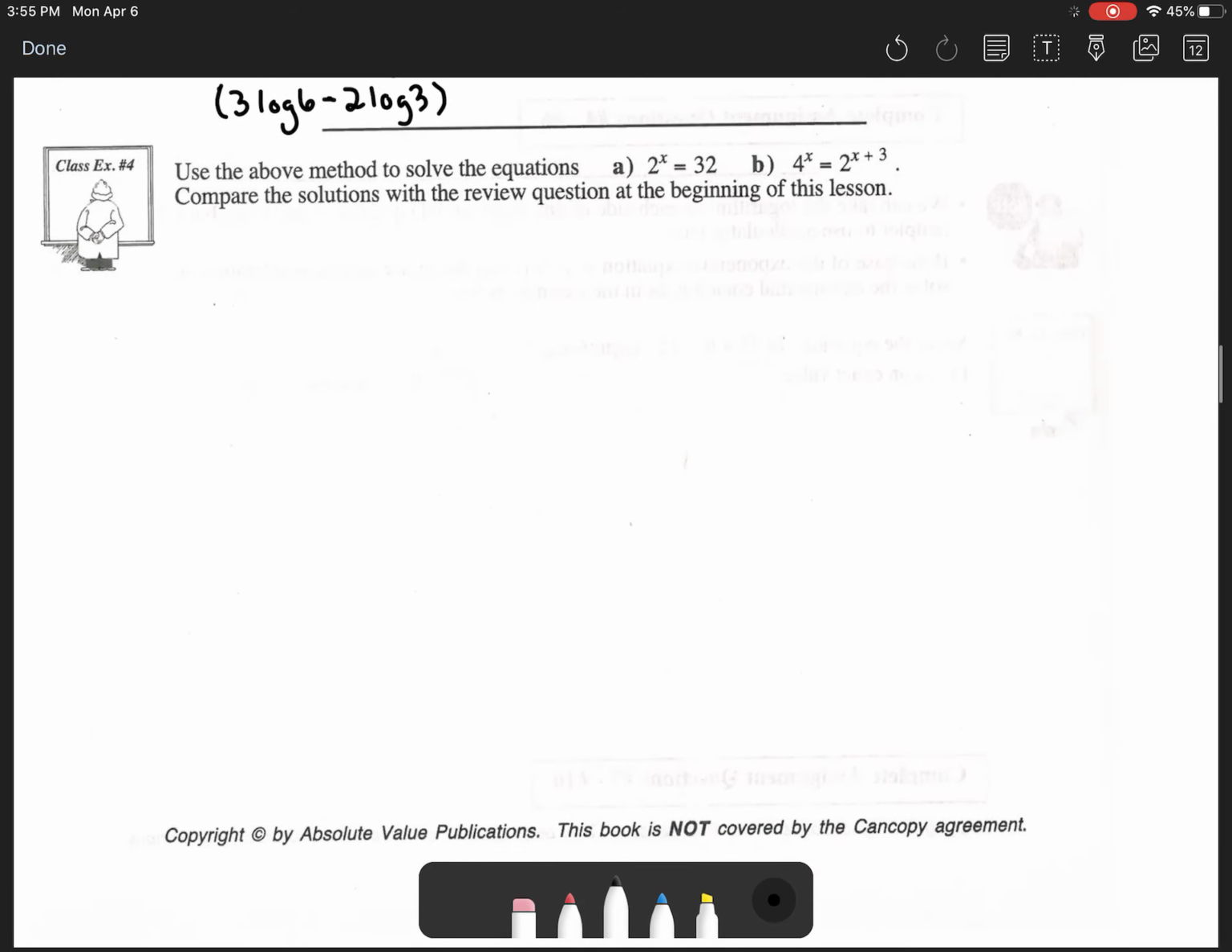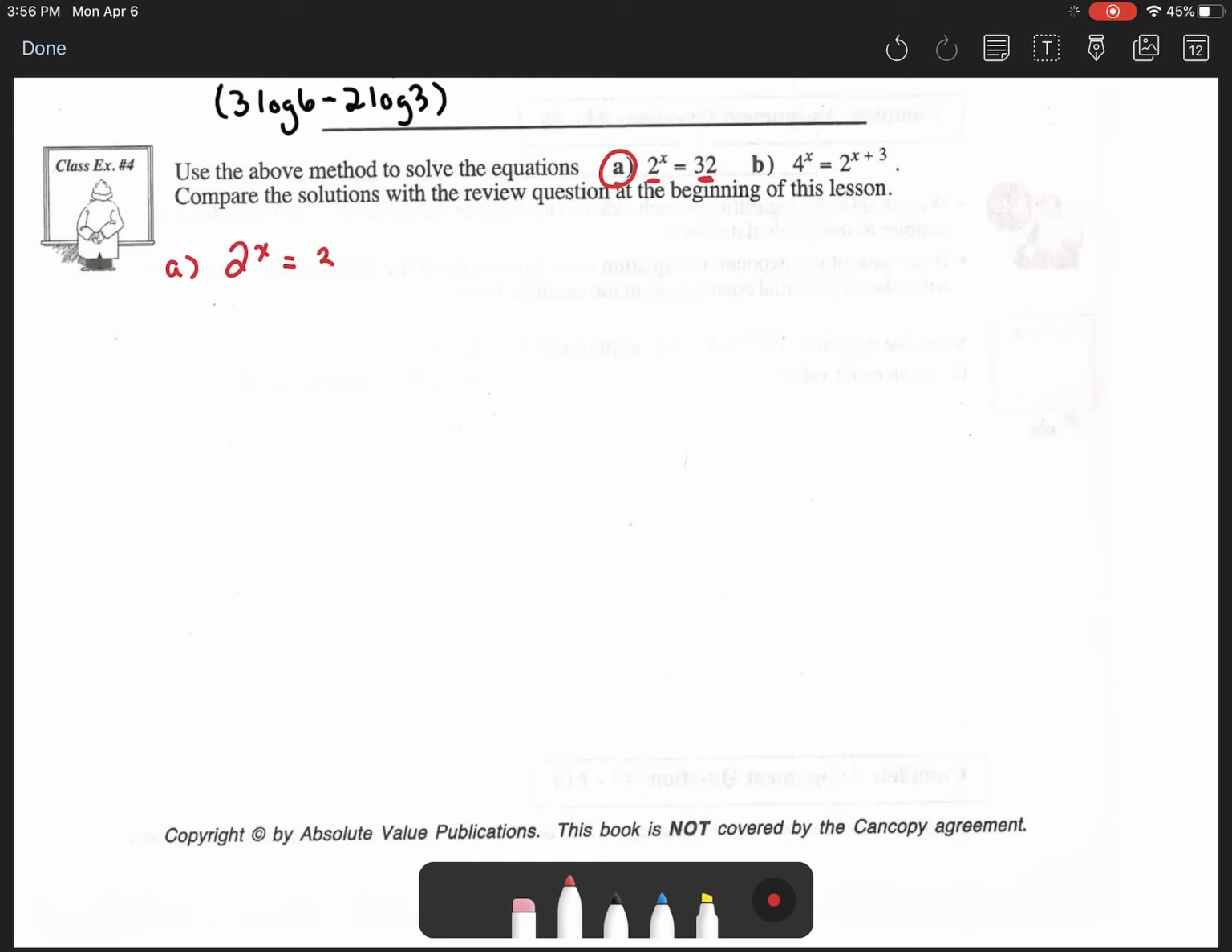Using your calculator. So let's try some and see if you can follow along and understand what I am doing in these questions here. Now, it says use the above method to solve the equations. Compare the solutions to review questions at the beginning of the lesson. So what you'll notice is that actually K and A, which I'll do in red here, I could solve this one by using common bases because 2 and 32 can both be written as powers with bases of 2. And 32 is 2 to the exponent of 5. We did that one at the beginning of the lesson. So x is going to equal 5 here, but they want me to use common logs. So let's take a look at how I do that.